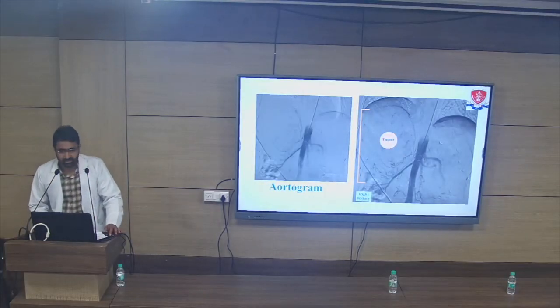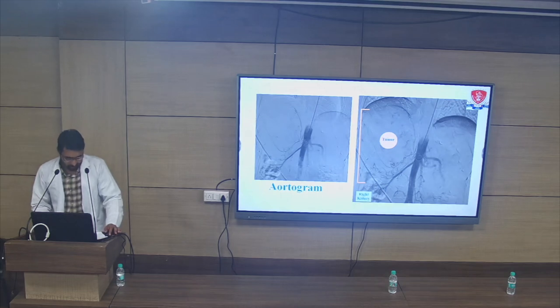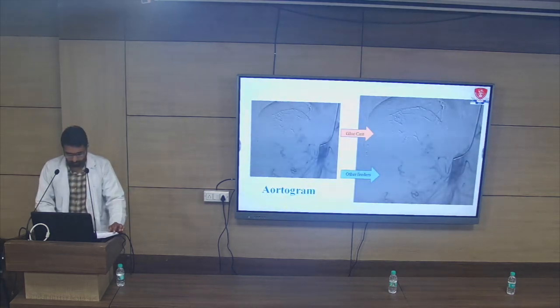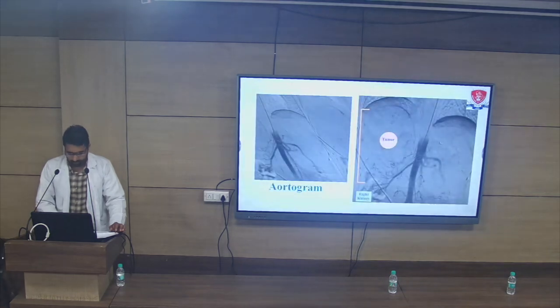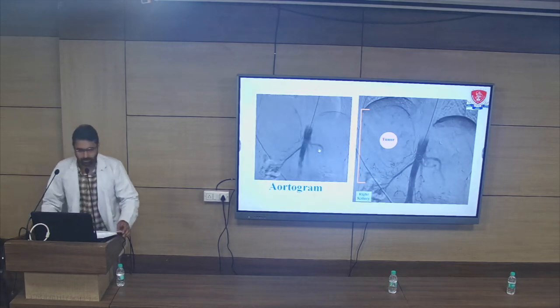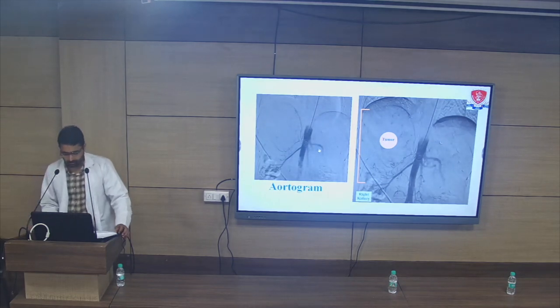Now I'll discuss the case. So in this case, left brachial artery access was taken, and a guide wire and catheter were introduced into the aorta, and an aortogram was taken. This video is showing the aortogram which was taken. It was taken to delineate the vessels which are supplying the tumor. On the right in the image we can see the tumor, and we can see the vascularity within the tumor.